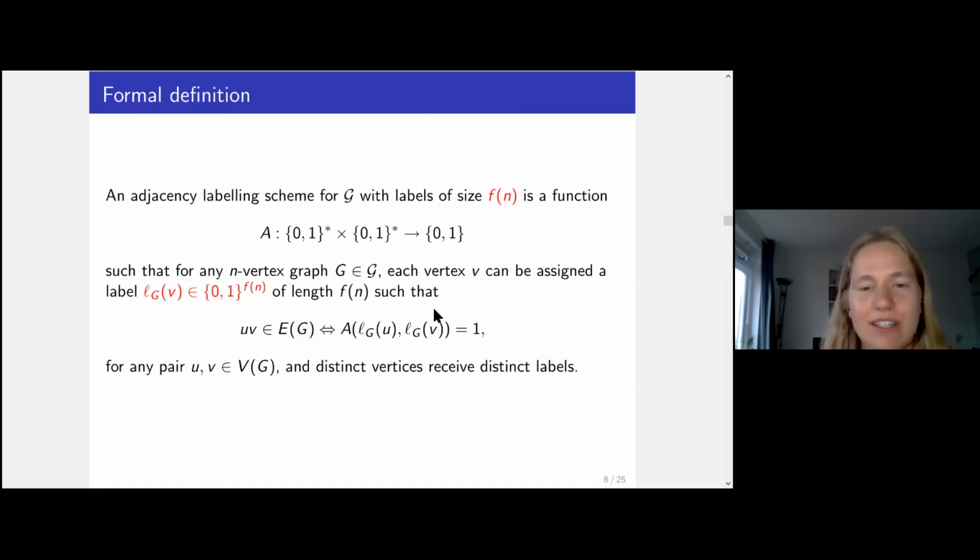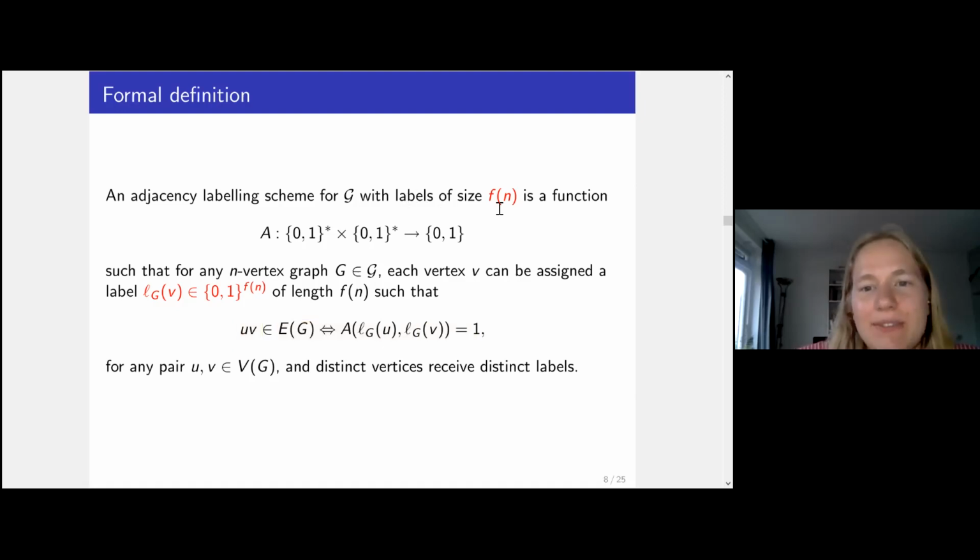Okay, so this is why I didn't start off with the definition. It's a bit of a mouthful. So this is the definition for an adjacency labeling scheme. The labeling scheme itself, we call the decoding function. So the decoding function A gets two labels, which are just 0, 1 bit strings. And if you give it 2 of these bit strings, then it just gives you a 0, 1 response, which is just, is there an edge or not? So that's also what I've written down here below.